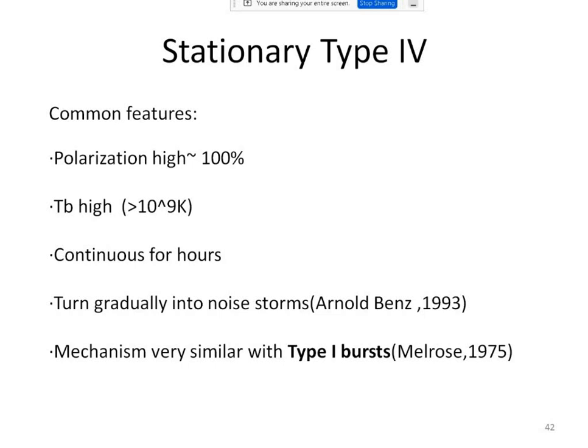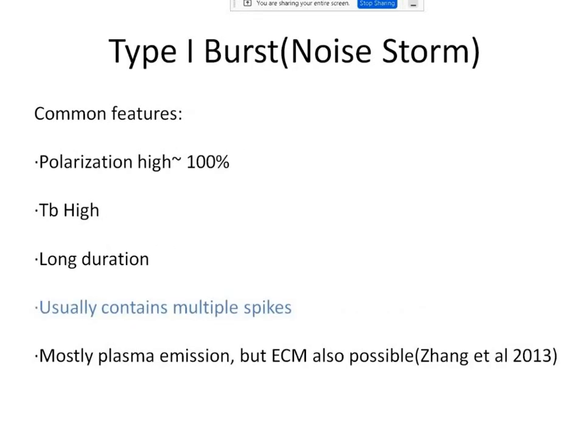And the mechanism of the stationary type 4 radio burst is very similar to type 1 burst. Here are the common features of type 1 radio burst, because stationary type 4 is very similar to type 1 radio burst. The polarization is also very high, like 100% polarized, and the TB too, and the duration is also very long. It usually contains multiple spikes, and the generation mechanism is mostly plasma emission, but ECM, electron cyclotron maser, is also a possible mechanism for type 1 radio burst.